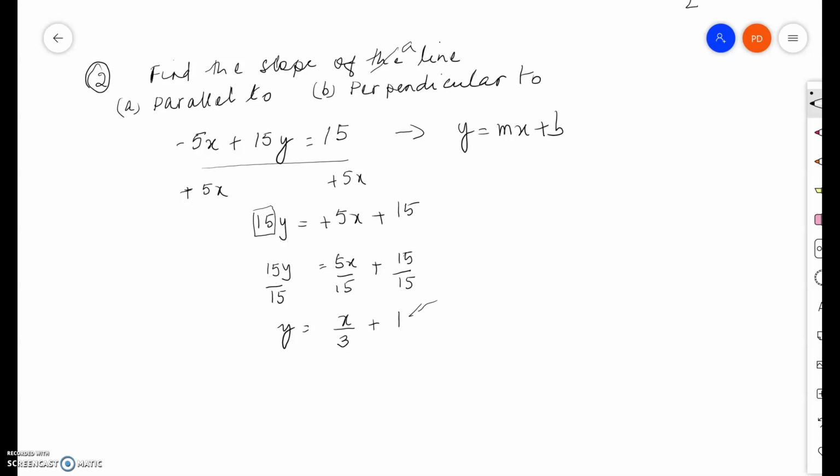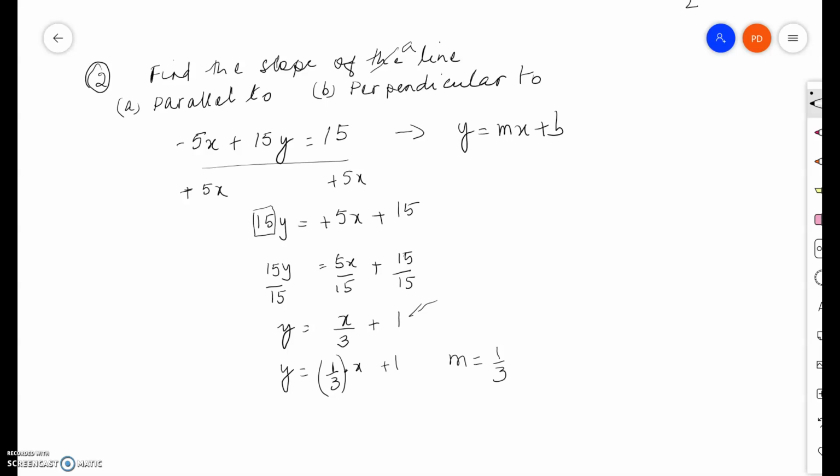So the y-intercept is 1, and I'm going to rewrite this as 1/3 times x. The 3 remains in the denominator, and the fraction is 1/3. So 1/3 times x plus 1. So the slope of the given line is 1/3.